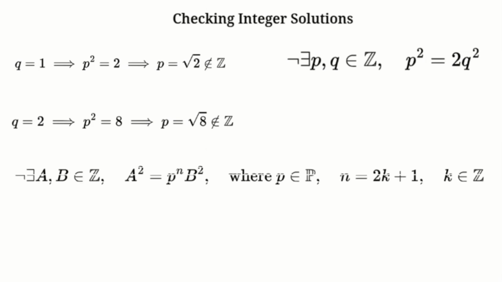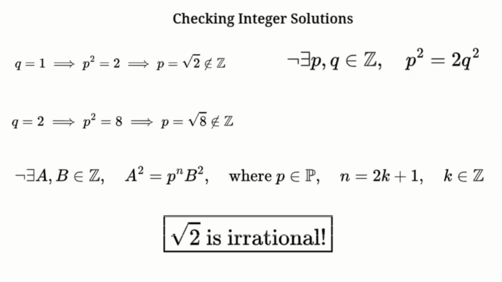If a squared equals p raised to some odd power times another perfect square, then no integer solutions exist when p is prime. Since 2 is a prime number and this condition applies, there are no valid integers for p and q that satisfy this equation. This contradicts the very definition of a rational number. Thus, the square root of 2 is irrational.